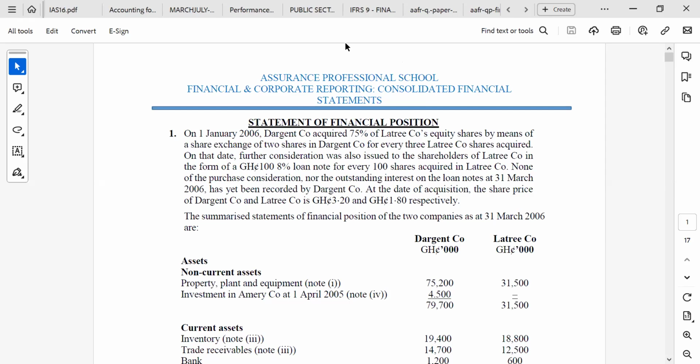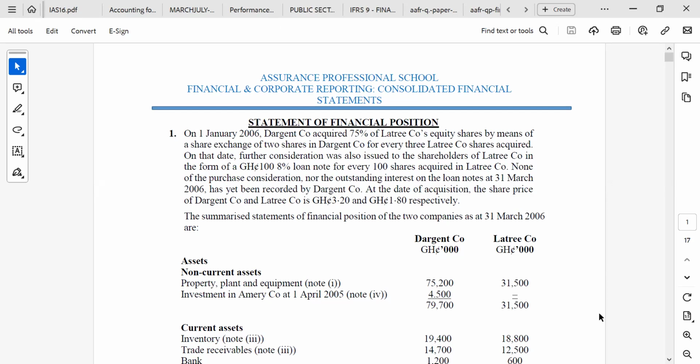Okay, stop there. So let's tackle that one. How is the purchase consideration settled? What are the forms that they are using? Share exchange and loan note. They are using share exchange and loan notes. What is the proportion of the share exchange? 2 for 3, isn't it? 2 for 3, yeah. Okay.